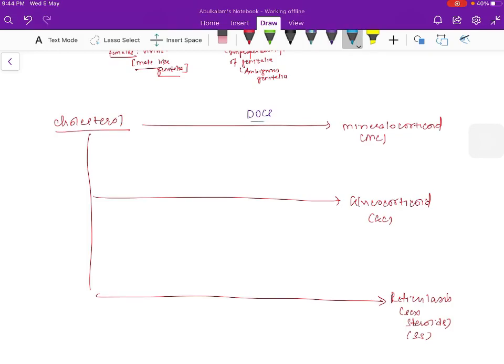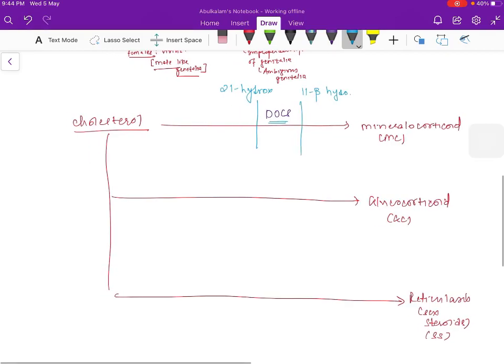So now let us start with the enzyme deficiencies. Now, as I said, DOCS is one special metabolite, right? So we'll draw a line in front of it, we'll draw a line behind it. Now go in the descending order. One in front will be 21 hydroxylase, one behind will be 11 beta hydroxylase, right? So these are the two enzymes.